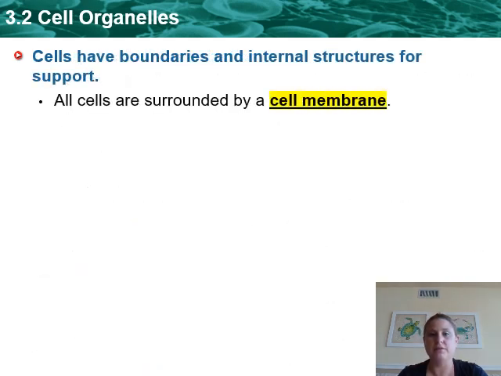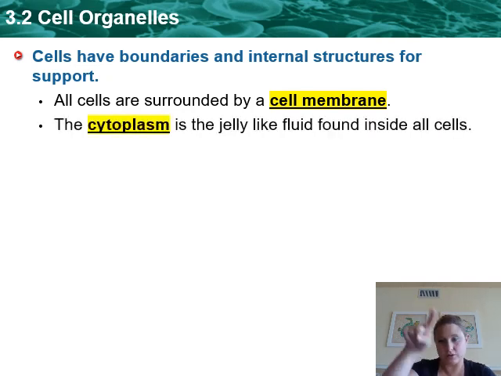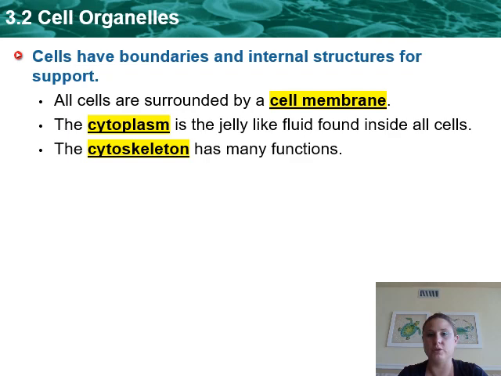Now, cells have little structures that give them boundaries and little internal structures for support. So all cells, what surrounds the outer part of the cell is called the cell membrane. Inside the cell, we have the cytoplasm, which is the jelly-like fluid that holds everything together. And then we have the cytoskeleton. Just like we have a skeleton that gives us support, our cell also has a skeleton that helps to make its shape.